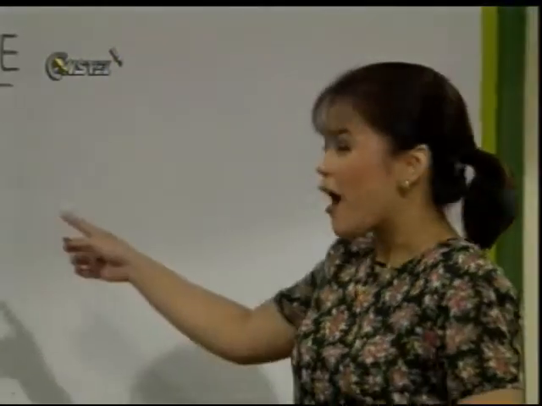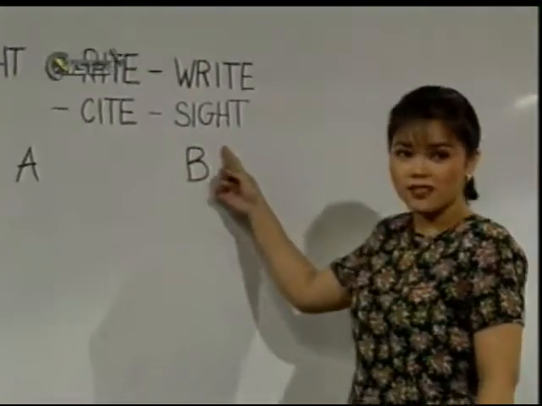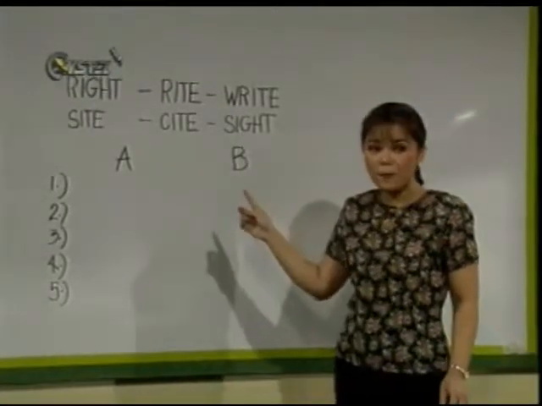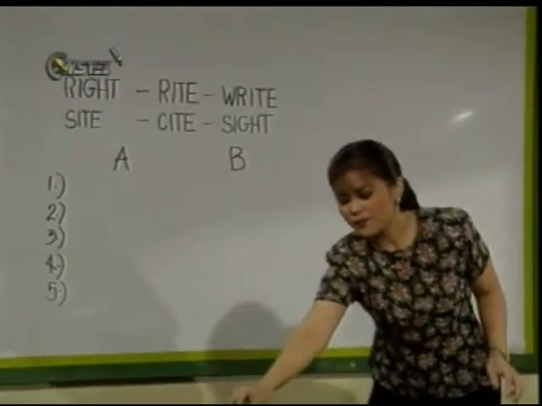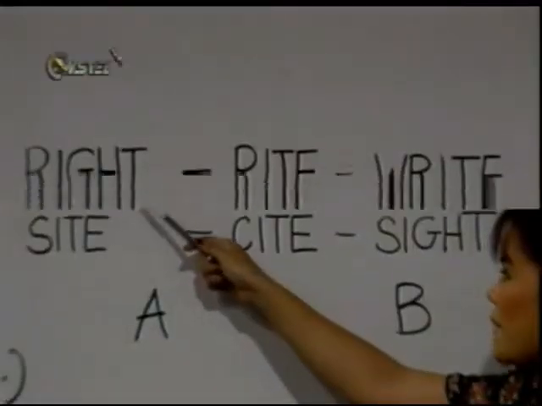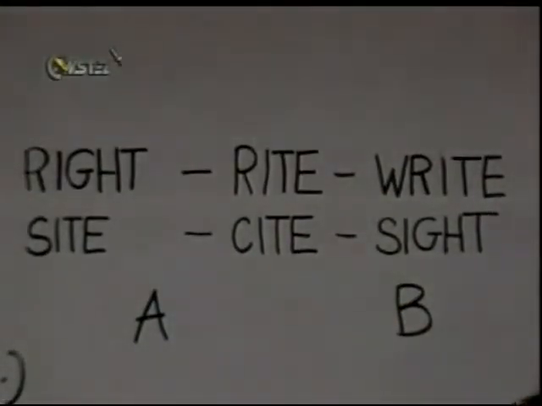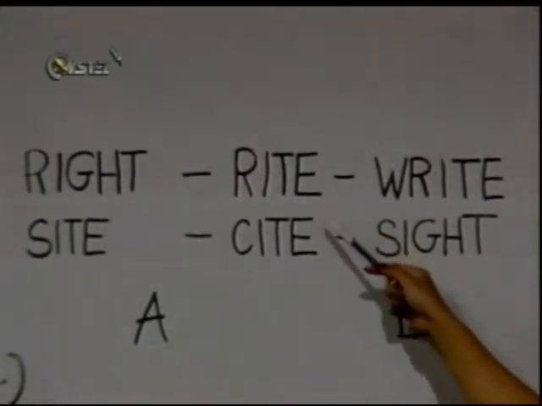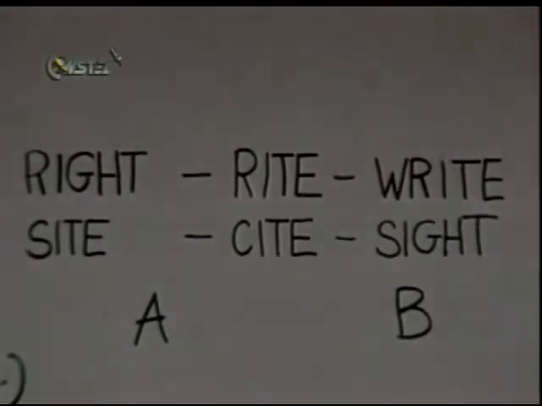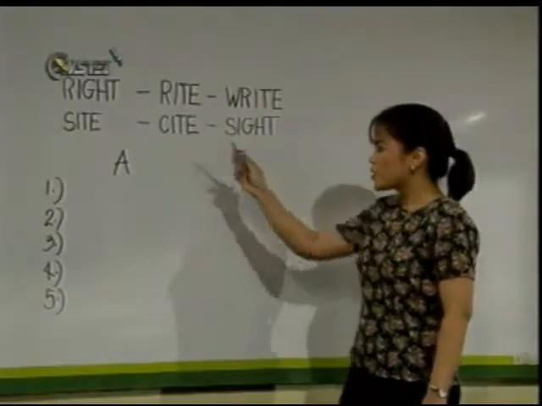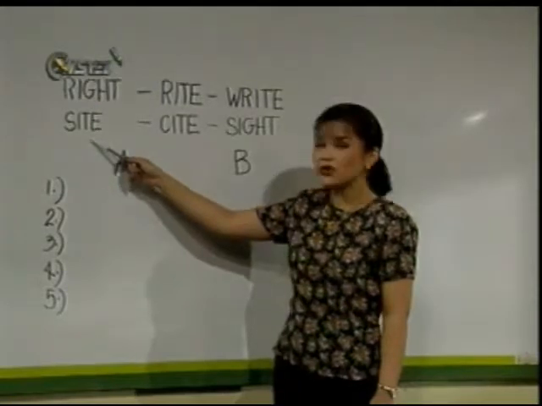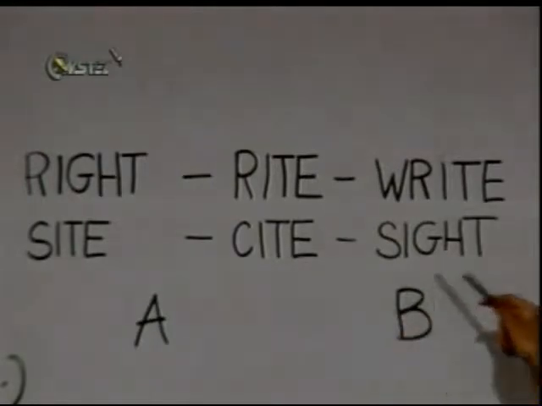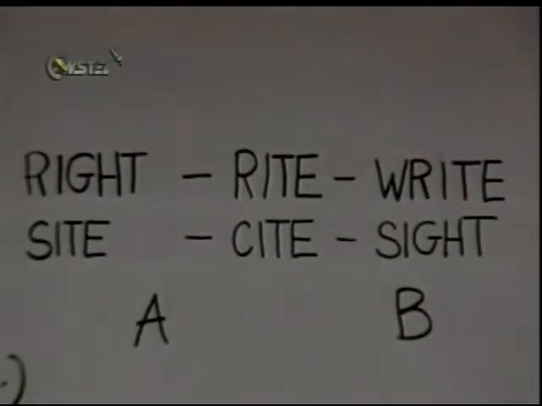Now, look at the board. I wrote down some homonyms. These homonyms sound exactly the same, but have different meanings. Right means the right hand as opposed to the left hand. It may also mean correct. Rite refers to ceremony, and write means to jot down something. Now in the second set, site refers to location, cite means to mention, and sight refers to the eyes or the ability to see.